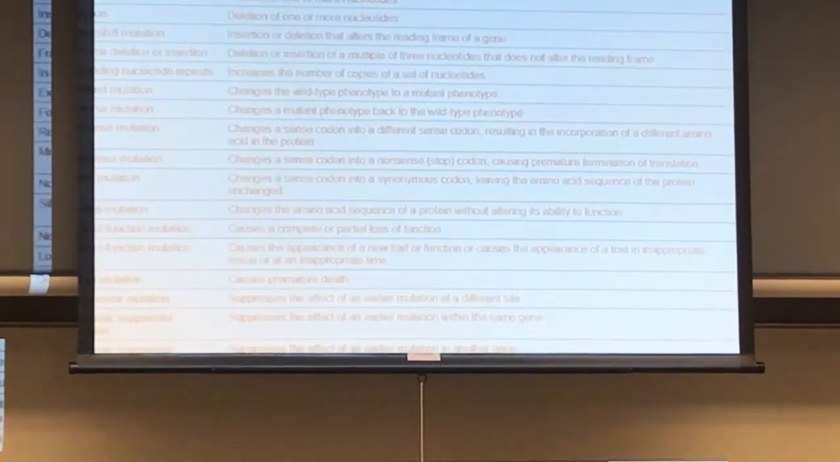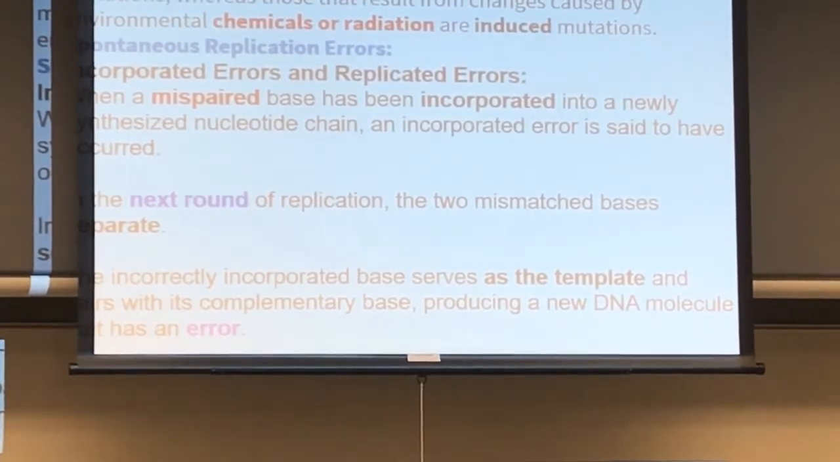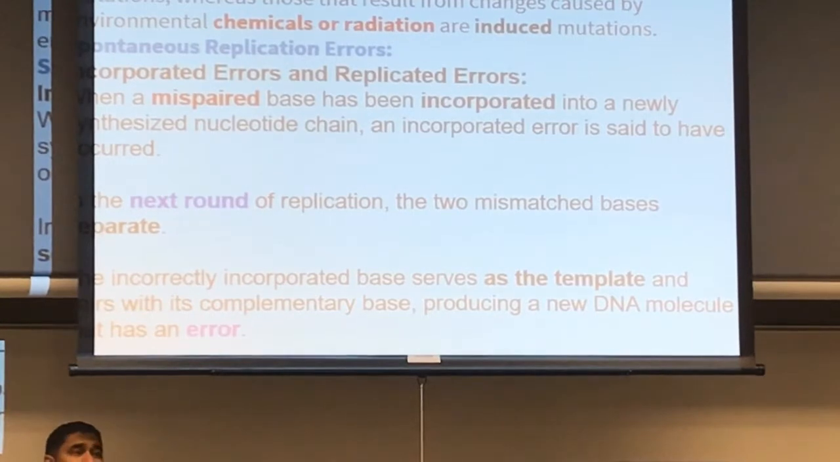So we looked at all the different types of mutations. Now we look at what are the factors that cause mutations. All these are mutations, right? Nonsense mutations, silent mutations, whatever. These are different classifications of mutations. But now the question is, what is actually causing these mutations? What are the factors that lead to mutations?